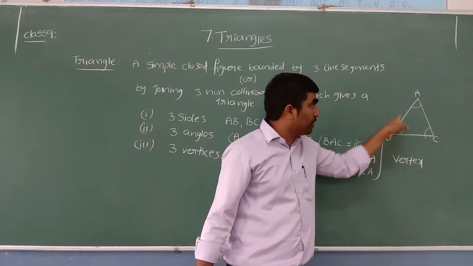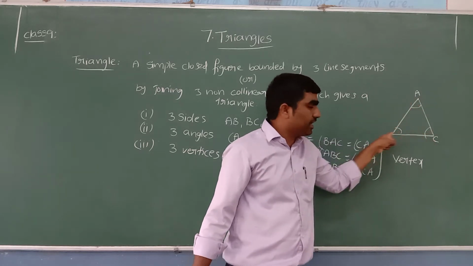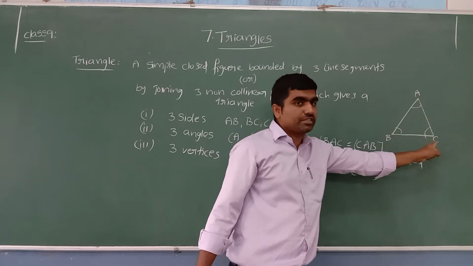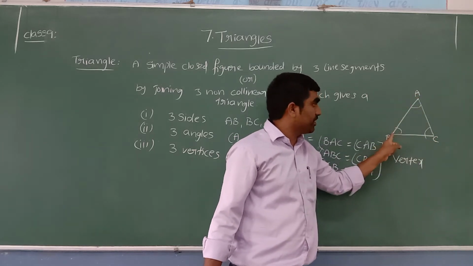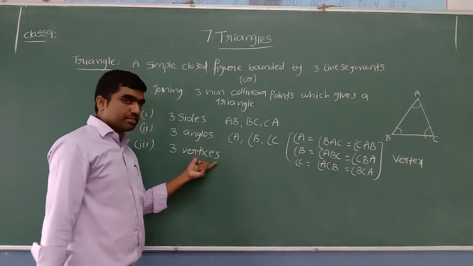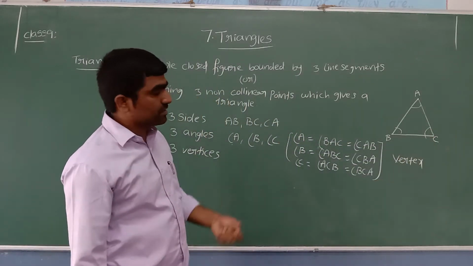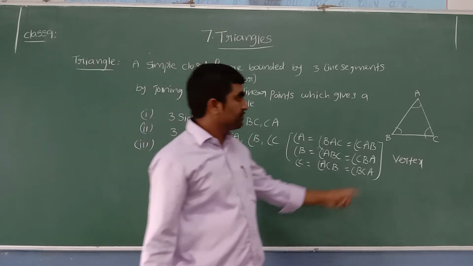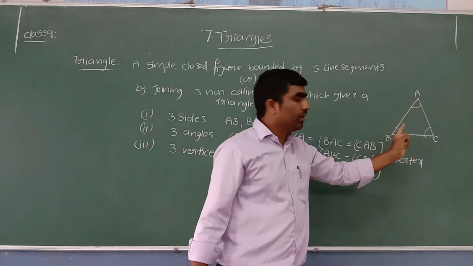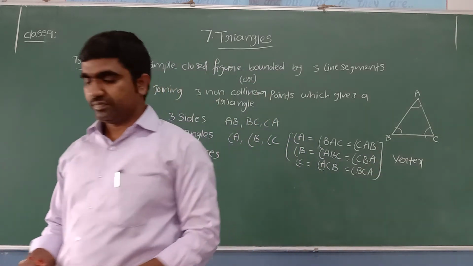Similarly, B is the common endpoint of AB side and CA side. C is the common endpoint of AC side and BC side. A vertex, B vertex, C vertex. A, B, C are called vertices. So these are the parts of a triangle. It has three sides, three angles, and also three vertices.